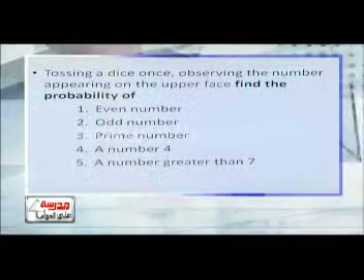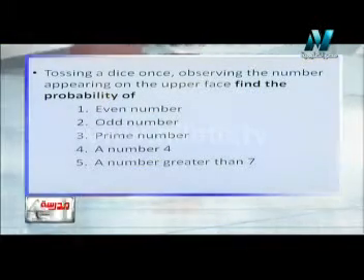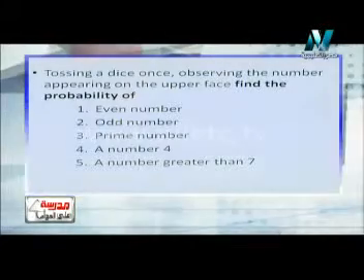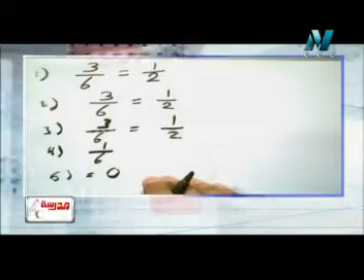Another one, a number greater than 7. How many numbers greater than 7 on a die? The last number on a die is 6. We have no 7. Then we have no numbers greater than 7. Then a number greater than 7 is an impossible event, and the probability of an impossible event equals 0. So the probability of a number greater than 7 equals 0.